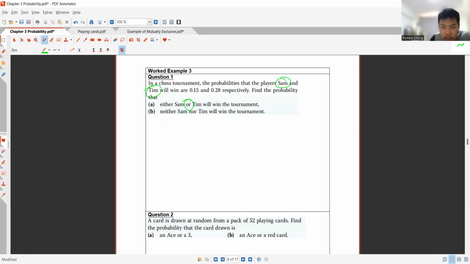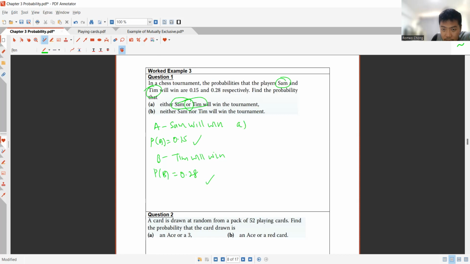So what you can do is, let's say your event A is Sam will win. Then the probability of A, for Sam to win, is 0.15, right? And for event B, Tim will win. So the probability of B to happen is 0.28. So these are the information given to you in the question. And the first question is asking for either Sam or Tim will win, right? Either Sam or Tim will win.